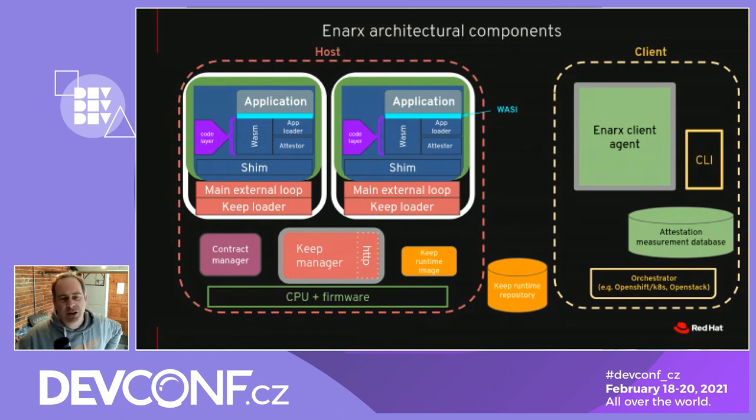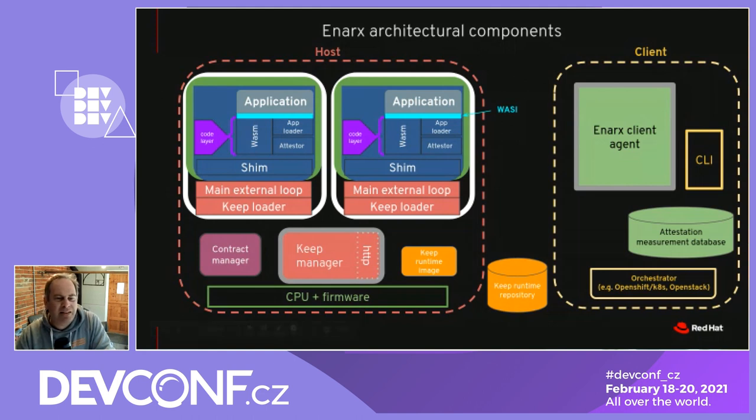We have a shim here, and the shim is different for each implementation. So SGX has a different shim to SEV. When TDX comes out, that'll have a different shim, et cetera. There's a code layer with a WASM layer and the app loader. So basically, we bring this up. We perform the attestation, which is done by the client over here. And then the app loader waits for the client to send the encrypted workload, which is the application up here, which it then runs. And as I said before, we have a different session key for every single keep instance. So this keep here would have a different session key to this keep here, for instance, even if they're owned by the same tenant.